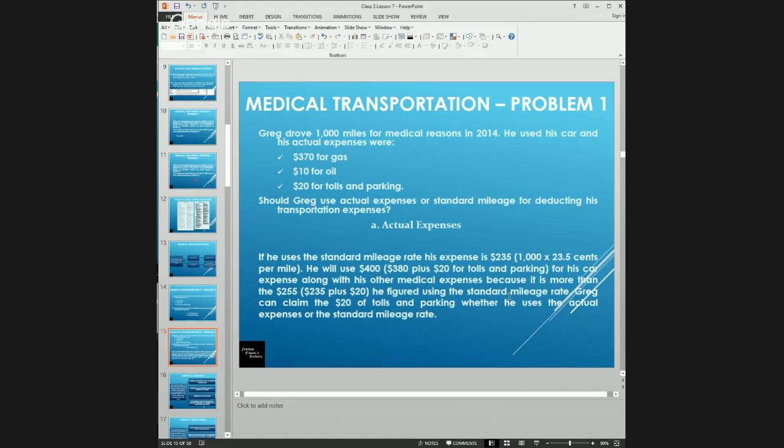So looking at the math, if he used the standard mileage rate, his expense would be $235, which would be equal to 1,000 miles times 23.5 cents per mile. So he'll use $400, which is the $370 for gas, plus the $10 for oil, plus the $20 for tolls and parking for his car expenses, along with his other medical expenses, because the $400 is more than the $255. So he figures the standard mileage rate and he can claim the $20 of tolls and parking regardless of which method he chooses. That $20 of tolls and parking goes into both calculations.